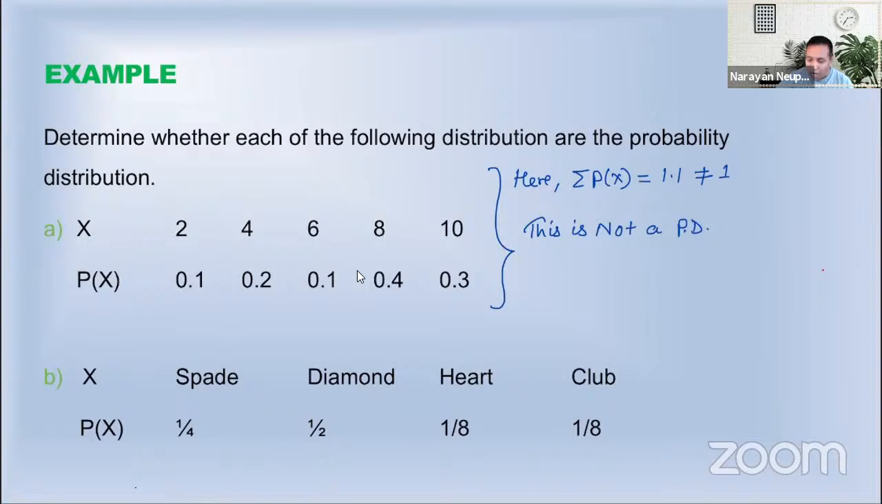Okay, the first one is not a probability distribution. Now let's check the second one. We are going to do the same thing. First, we are going to check the sum.